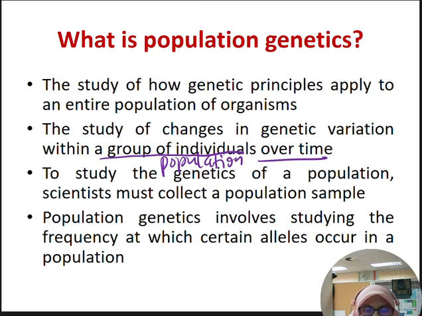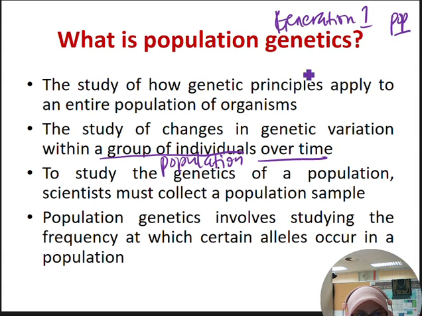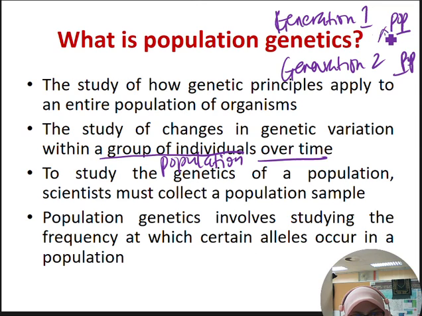Maksudnya kita study, let's say we have generation 1. So characteristic population dia lebih kurang macam ni, and then we have generation 2 and kita dapat list of property of this population macam tu. Contohlah, okay. So kita study apa yang berlaku between 1 dengan 2 ni. So itu adalah population genetic.